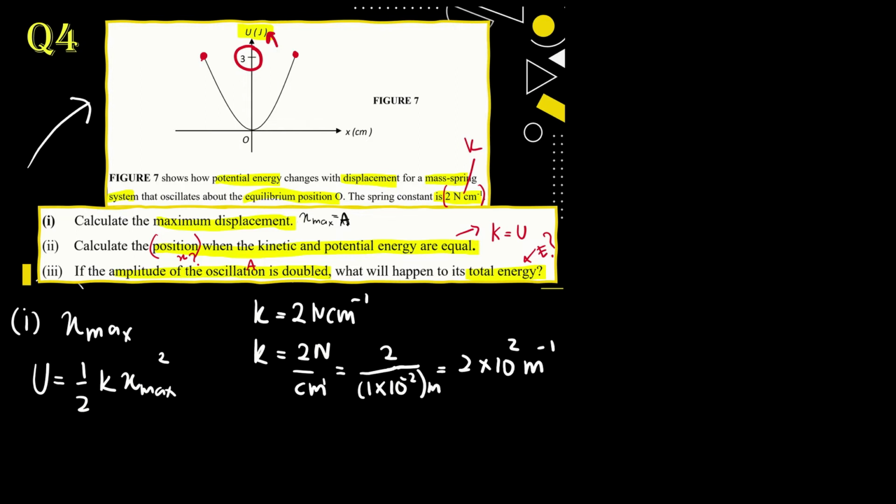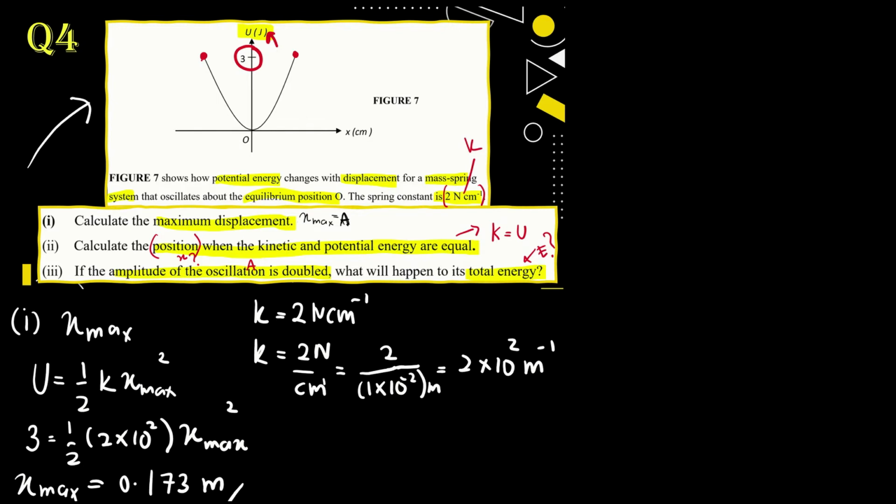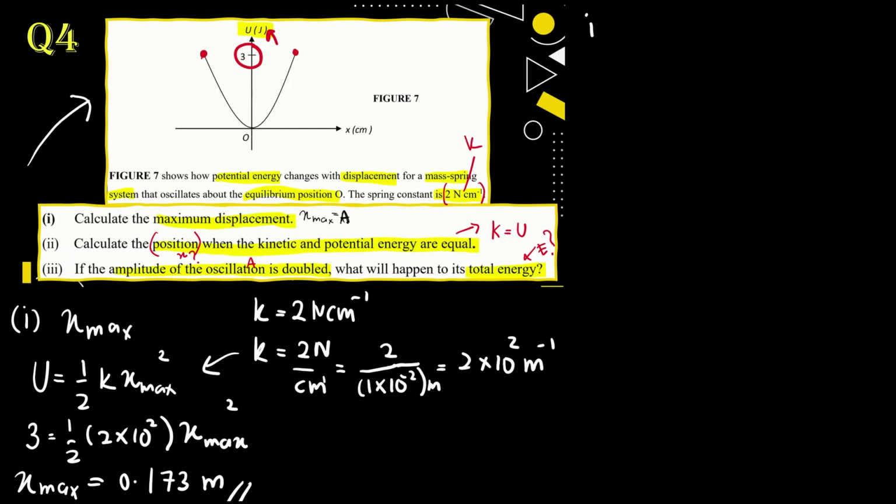Finally you can have U equal to 3, K is 2 times 10 to the power of 2, times x max squared. Your final value of x max will be 0.173 meter. So the next question, that is question number 2.